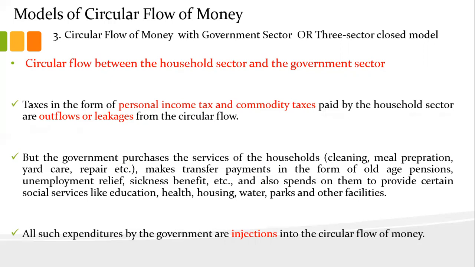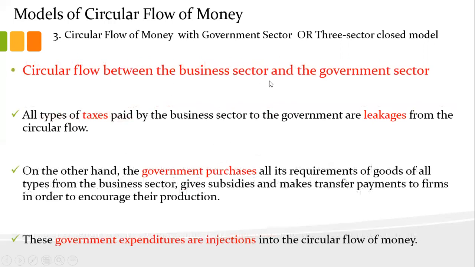Next we will discuss circular flow between business sector and government sector. Again, from business sector also government is charging taxes, so we will say these are the leakages. It means if excess taxes are collected from business sector, it is reducing their investment power, so it will be considered as leakage. On the other hand, government purchases goods of all types from business sector, gives subsidies and makes transfer payments to the firms in order to increase production.